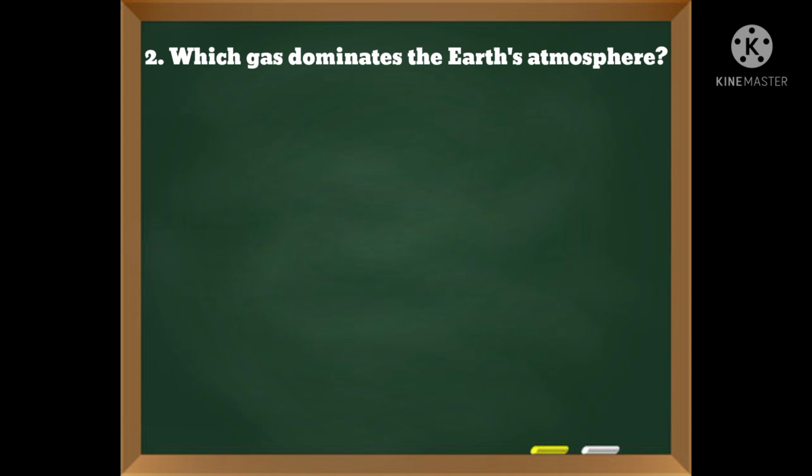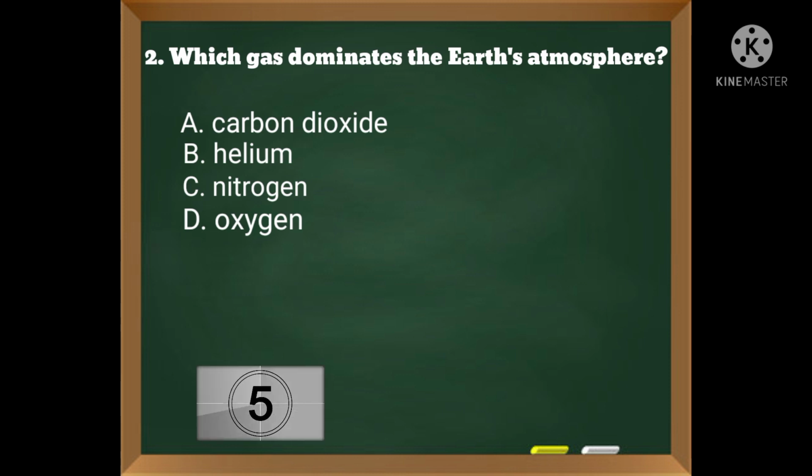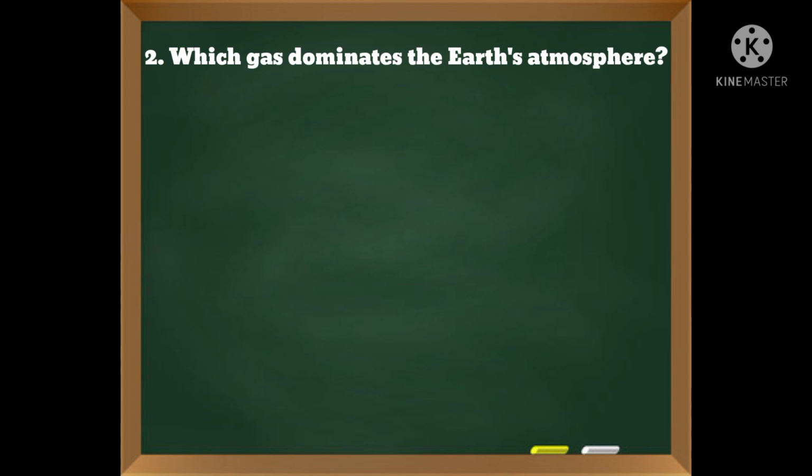Number 2. Which gas dominates the Earth's atmosphere? A. Carbon dioxide, B. Helium, C. Nitrogen, or letter D. Oxygen. Correct answer is letter C. Nitrogen.